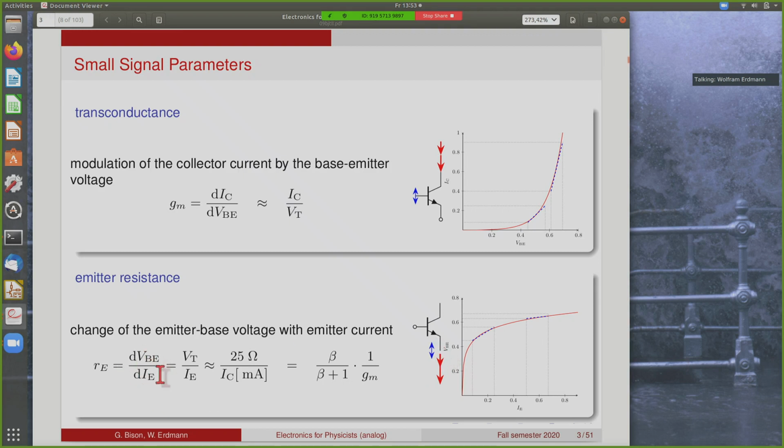So the emitter resistance is defined as the derivative of VBE with respect to the emitter current, and turns out to be simply the thermal voltage divided by the emitter current. And so this is 25 millivolts over the collector current, roughly, if we assume that the collector current and the emitter current are roughly the same. This simply means that the emitter resistance is 1 over GM multiplied by a factor that is very close to 1. And it also, since it's roughly the same thing, changes a lot as a function of the emitter current in this case.